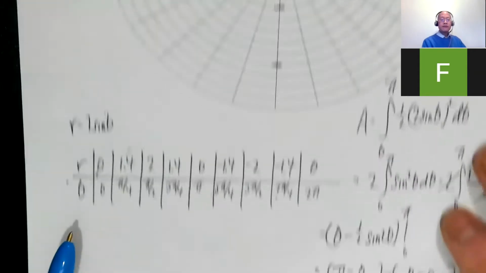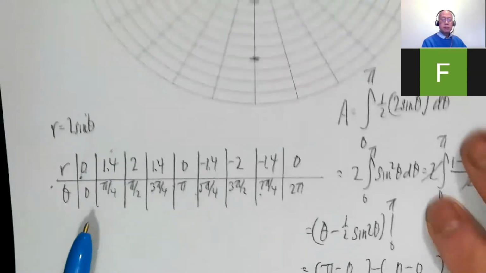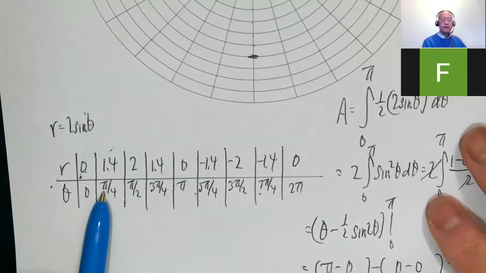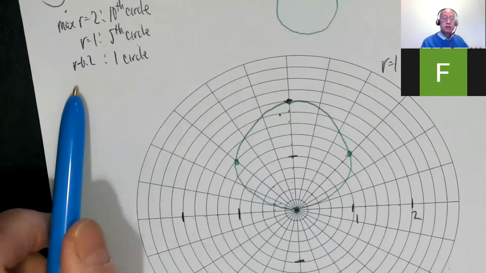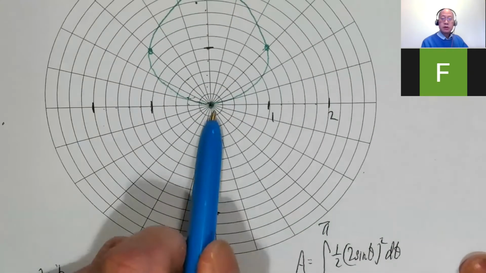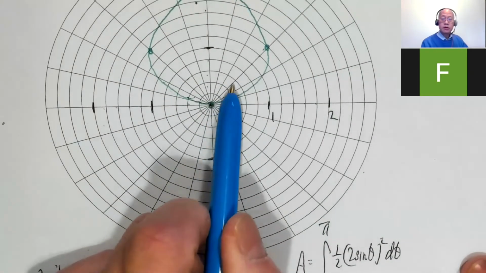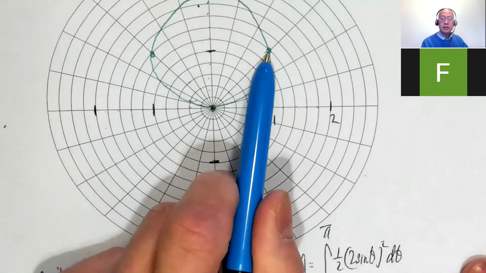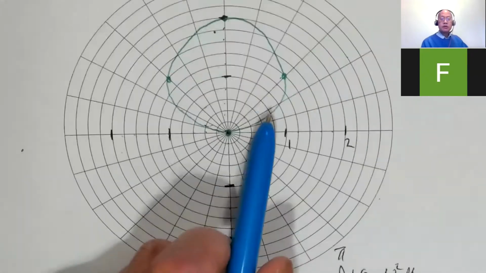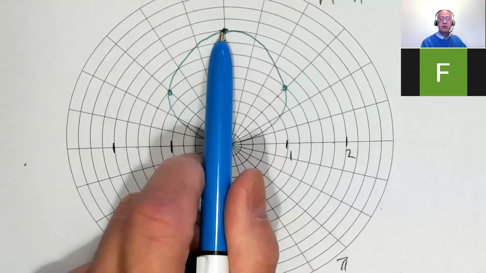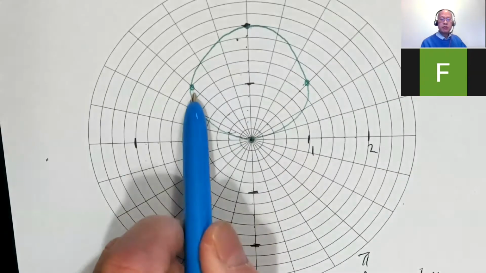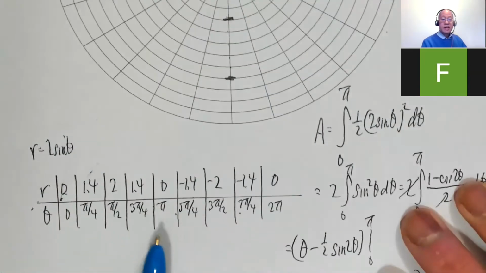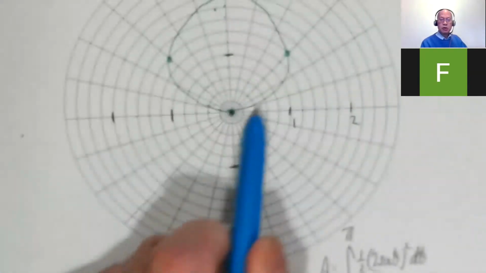Okay, and a quick graph. 0, 0, origin or pole. 45 degrees, 1.4, which is the 7th circle, because 0.2 is 1. So there's 1, 2, 3, 4, 5, 6, 7. It's there. Pi over 2, I'm at 2, maximum r. And then 3 pi over 4, I'm back to 1.4. And then pi, I'm back at the pole.